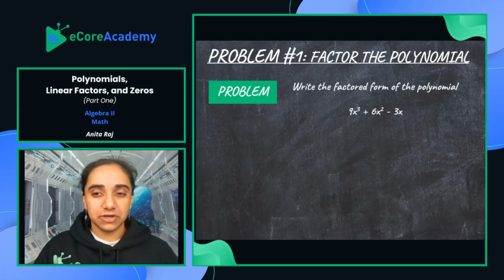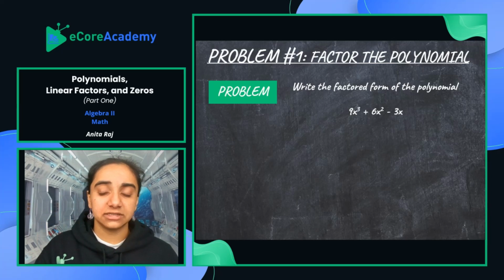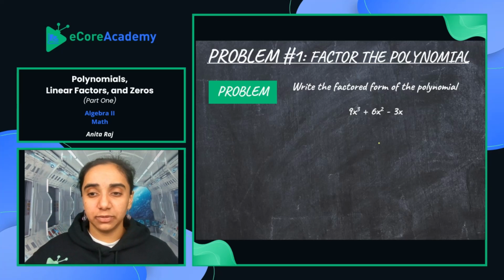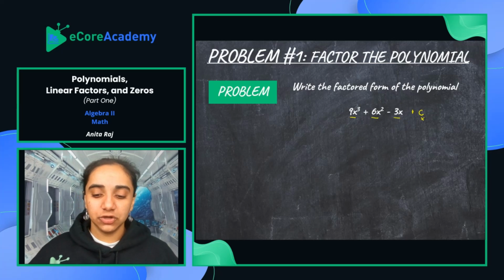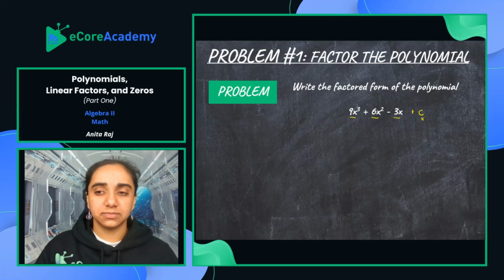So the problem is, we're at the factored form of the polynomial, and we're given 9x cubed plus 6x squared minus 3x. As you can see, this is a cubic. It's not in standard polynomial form because we don't have a constant. We have a cubic term, a quadratic term, and a linear term, but we don't have a constant term. Just keep that in mind, and I'll show you exactly how we're going to factor this polynomial using the methods we've already learned, especially the guess and check method.